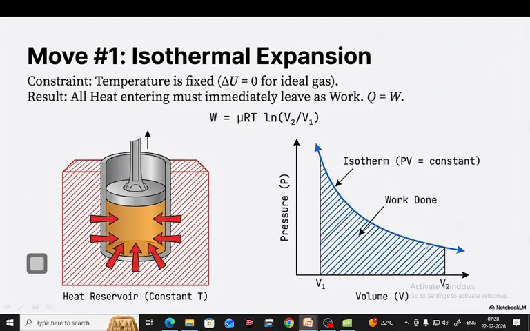So the work done will be in this. This is the graph of the work done in an isothermal process. This is the heat reservoir, temperature constant. So the work done will be found by mu R T ln V2 by V1.